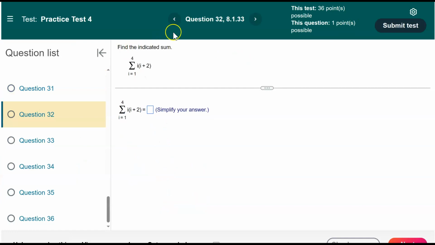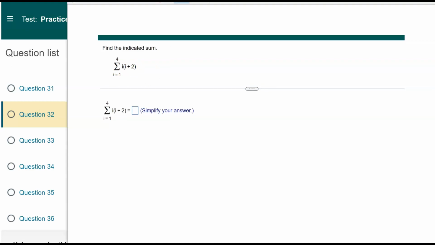So for the next item here, we are to find the sum. Now, to do this, we would need to expand the given expression. So we are to write this as, so what does that mean?